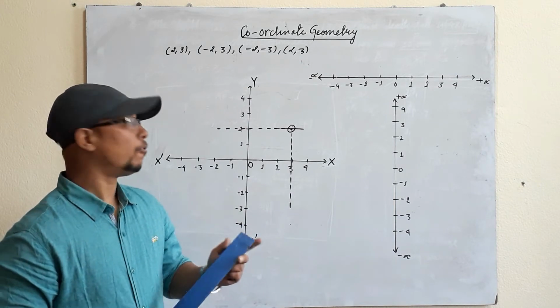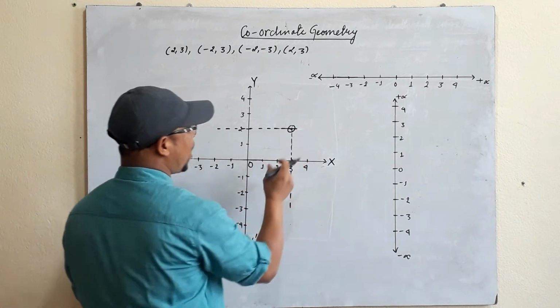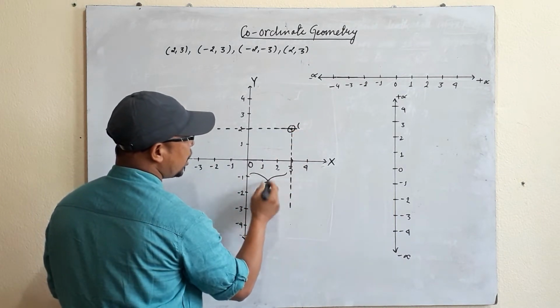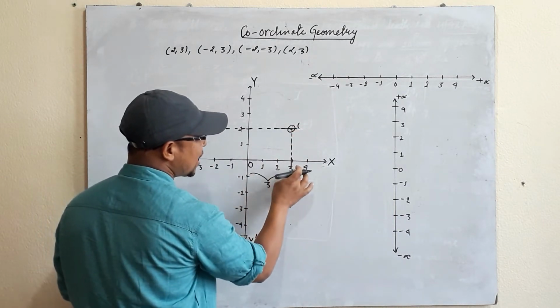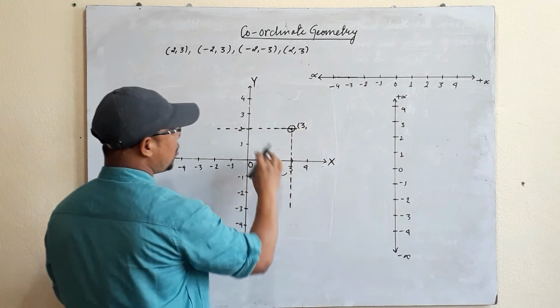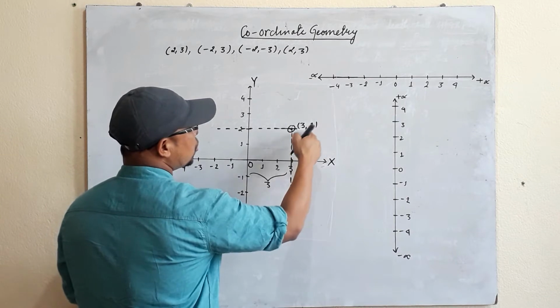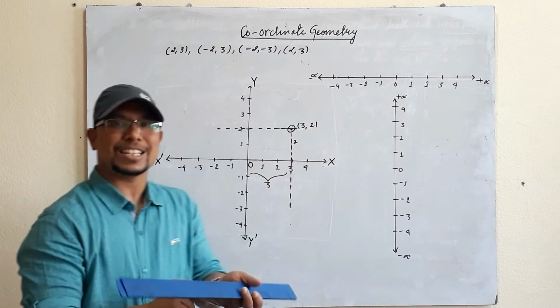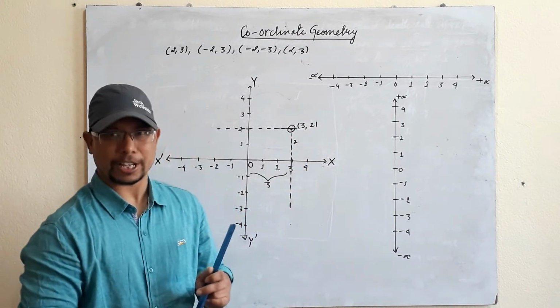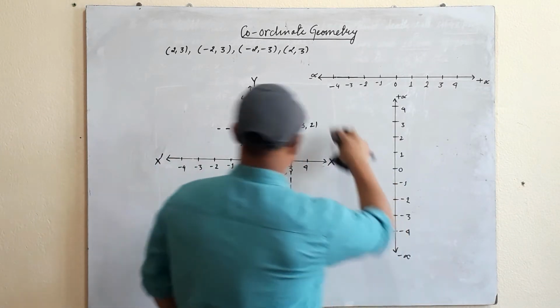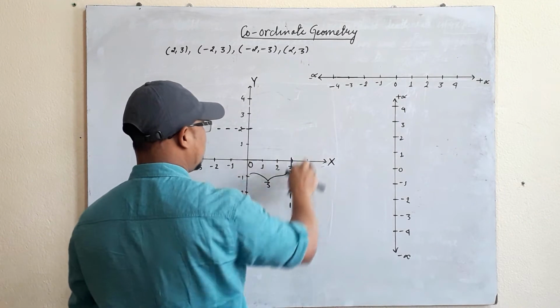This is a vertex, and how do you find this point? To find this point you are moving 3 units along the x-axis, so this is 3, and you are moving 2 units along the y-axis, so this is 2. So this is (3, 2). It is a point or vertex. Now if this is a vertex, then let's talk about the quadrants.